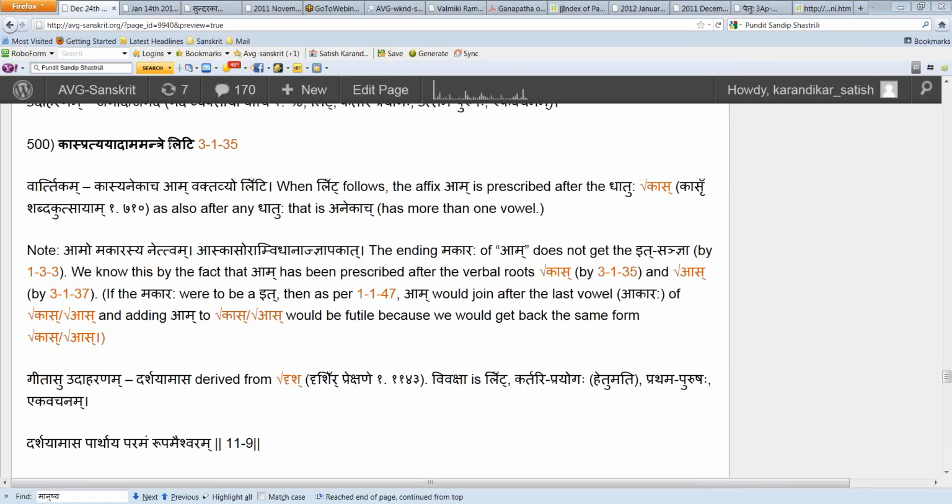When lit pratyaya follows, then following the dhatu kas, this is a single dhatu, which is kasri shabda kutsayam, meaning to cough, I think. In Hindi, we say khansi aati, right? So that is the kas. Kas is to cough. Shabda kutsayam, kas. So that's a single dhatu.